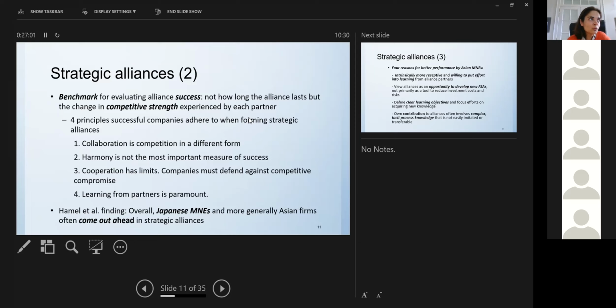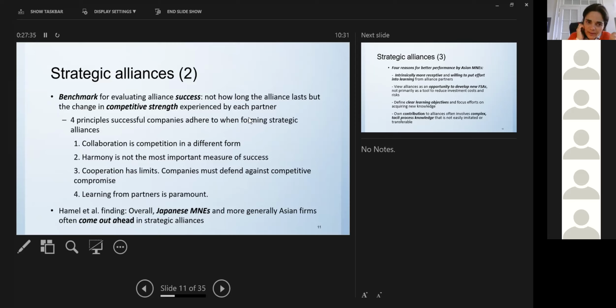The idea of harmony, to get on with each other well and to have a long-term perspective of collaboration. In some articles you find this, but that maybe is not what the company is after. You realize the difference between collaboration and cooperation. Cooperation means you still have different goals. It has limits. So as a company, you must defend against competitive compromises. There will always be compromises because you cannot do something on your own.